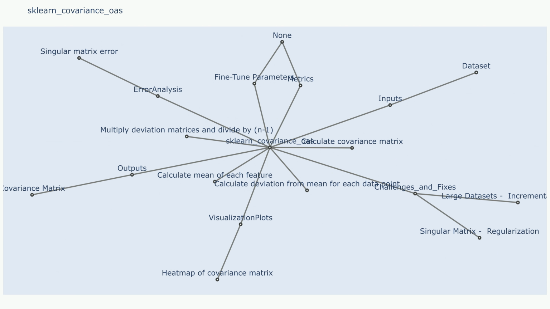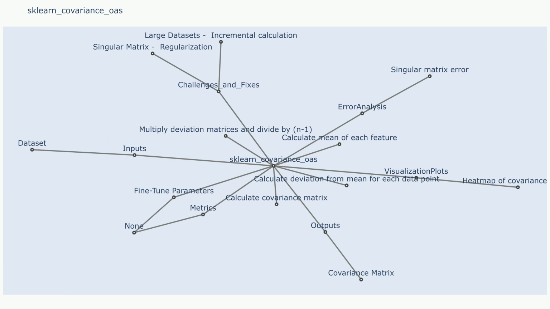Fixes to Challenge 2. Use robust covariance estimation methods like Ledoit-Wolf or Minimum Covariance Determinant that are less sensitive to outliers. Pre-process the data to remove or downweight outliers using methods like outlier detection algorithms or robust scaling techniques. Consider using non-parametric methods that do not make strong assumptions about the data distribution, such as kernel-based methods.